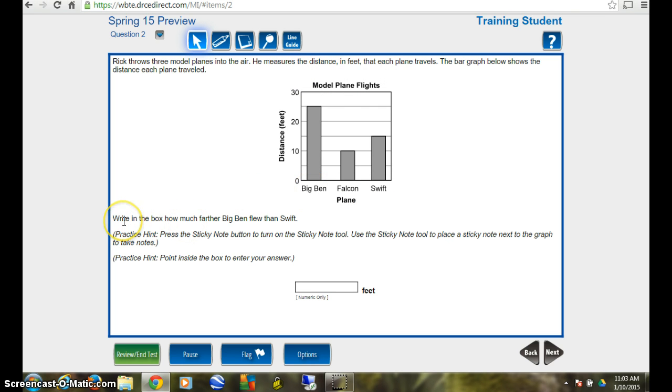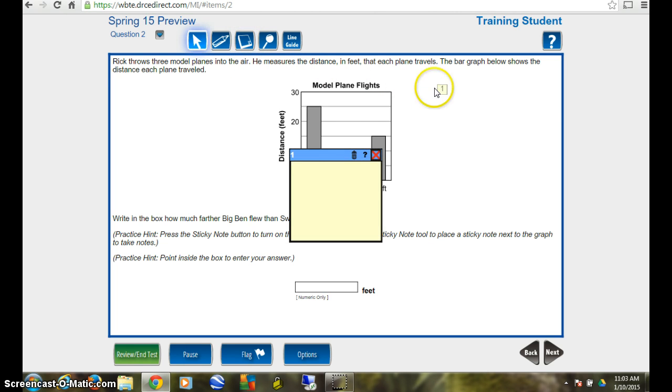And the question or further direction is write in the box how much farther Big Ben flew than Swift. Hint, press the sticky note button to turn on the sticky note tool. Use the sticky note tool to place a sticky note next to the graph to take notes. And if we take this here, we're going to add a new sticky note. We're going to put one right here.